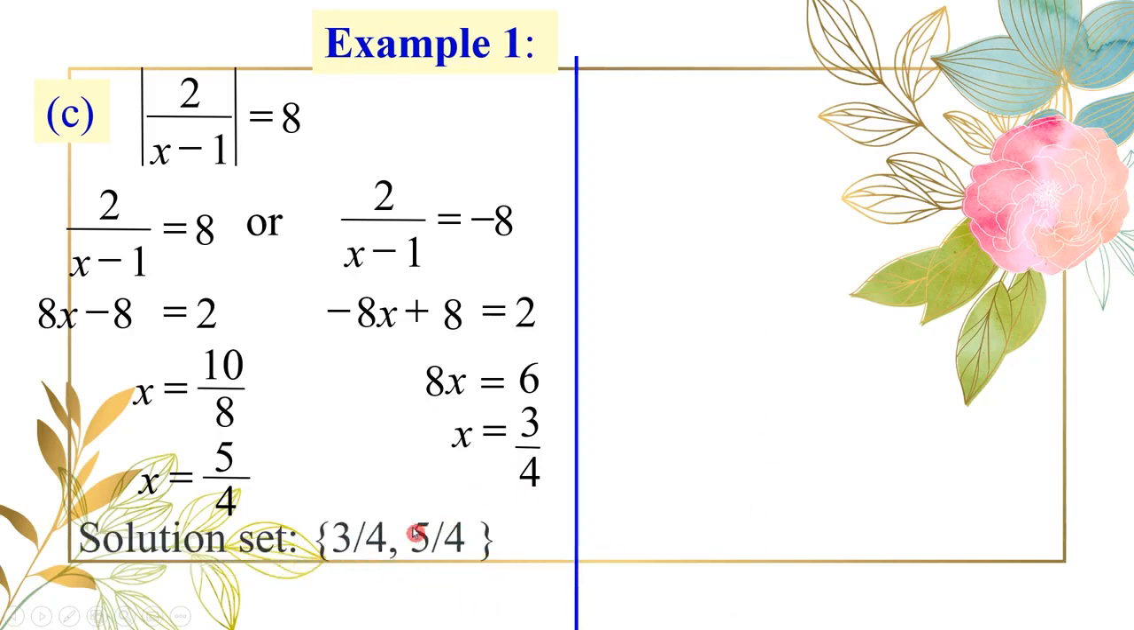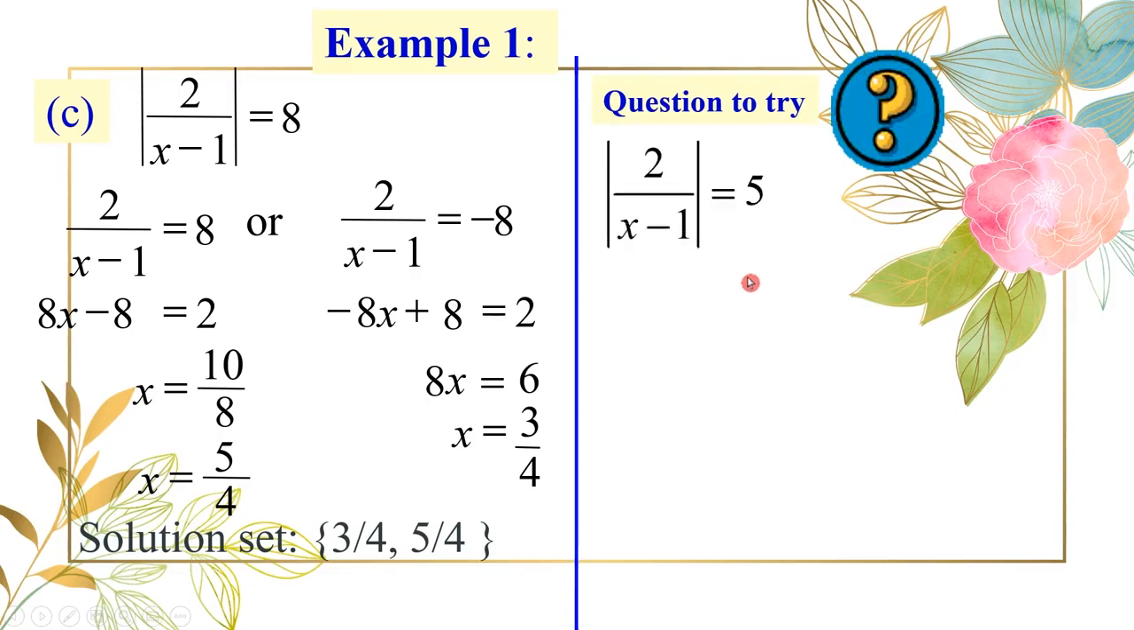Therefore, the answer in a solution set form is 3 over 4 or 5 over 4. Make sure that you write the smaller number first. Okay, don't forget to try this question.